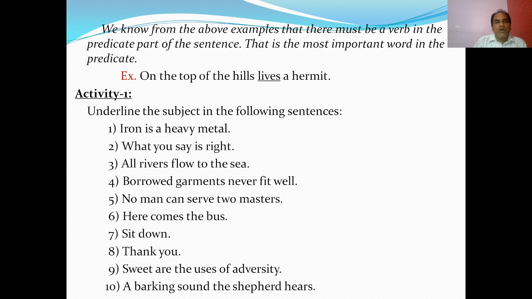Take the example: on the top of the hills lives a hermit. You see, examine the sentence. Who is the subject here? A hermit is the subject here. A hermit lives on the top of the hills. We can write the sentence in another way: a hermit lives on the top of the hills. Okay? So a hermit is the subject. And the other part of the sentence, on the top of the hills lives, is the predicate.